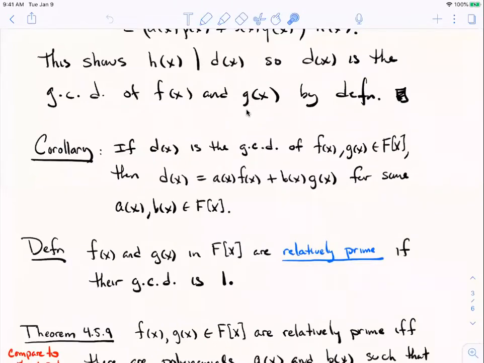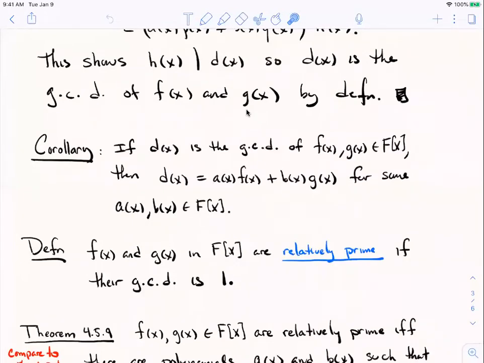Okay, so moving along here, a new vocabulary word, third flashcard of the video. I'm going to call two polynomials relatively prime if their greatest common divisor is 1. Hopefully that definition goes down pretty smoothly, because that's exactly what we mean by relatively prime integers. Two integers are relatively prime if their greatest common divisor is 1. So I mean the exact same thing for polynomials. Two polynomials are relatively prime if their greatest common divisor is 1.